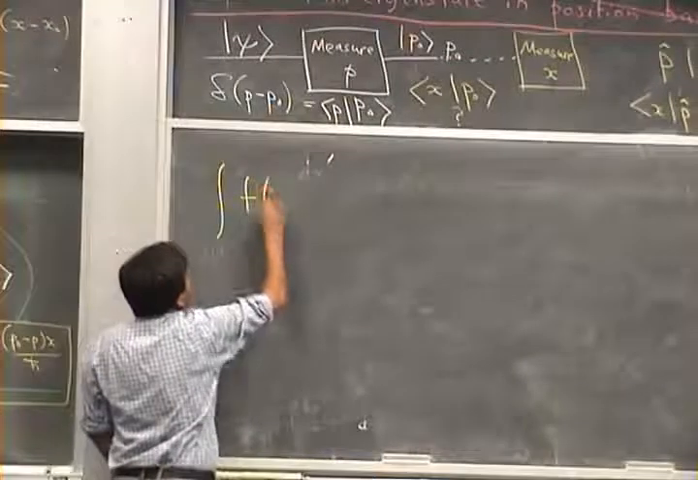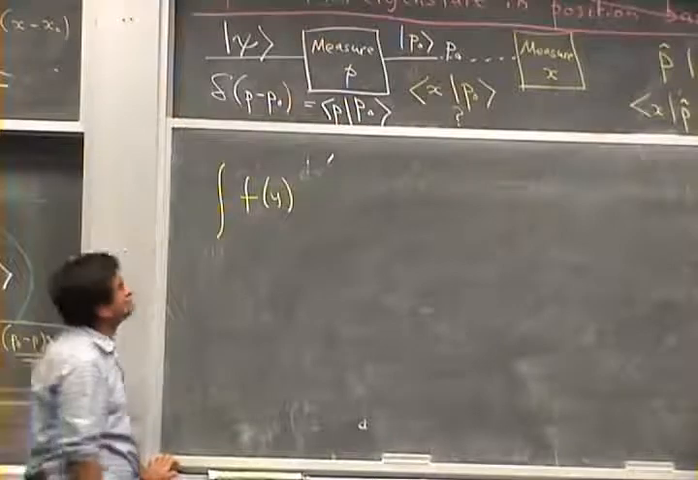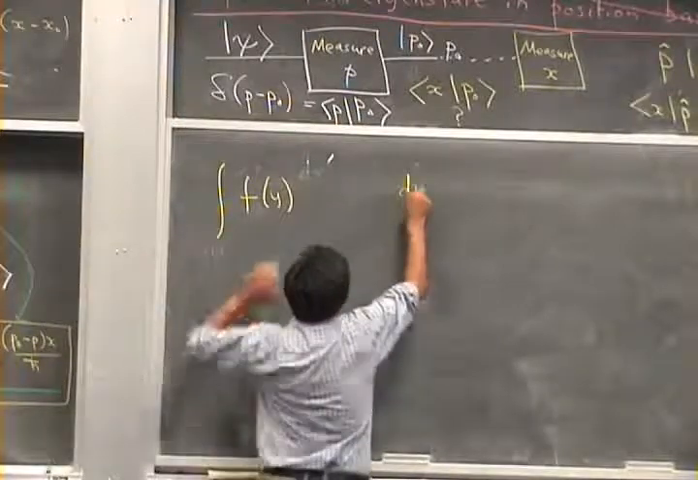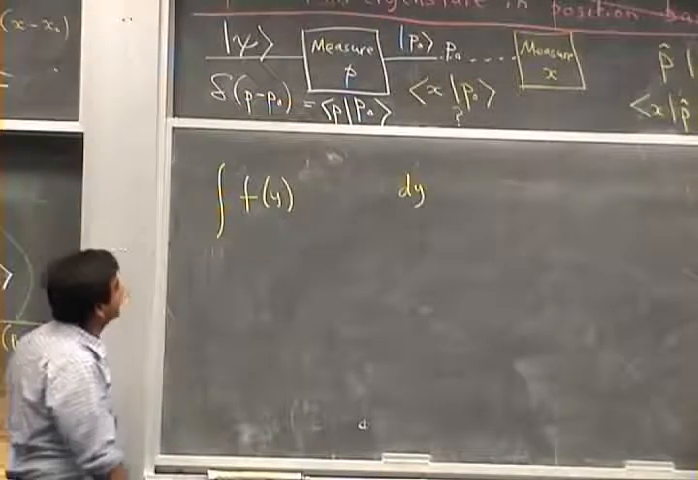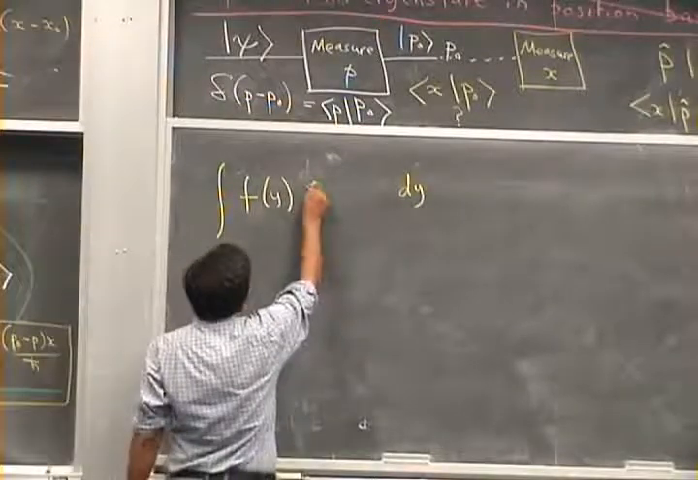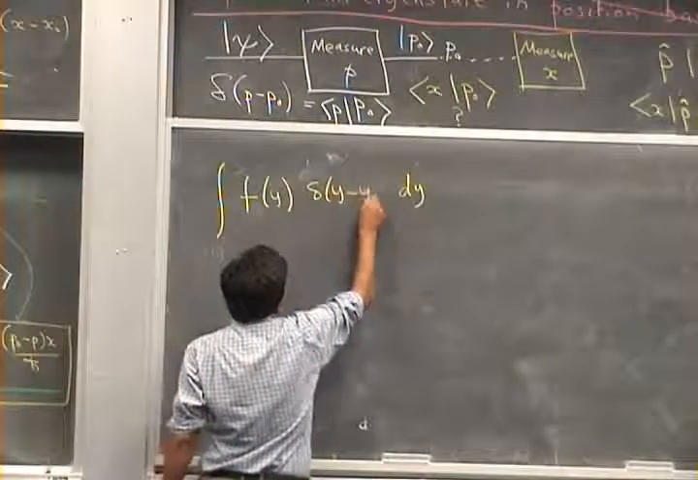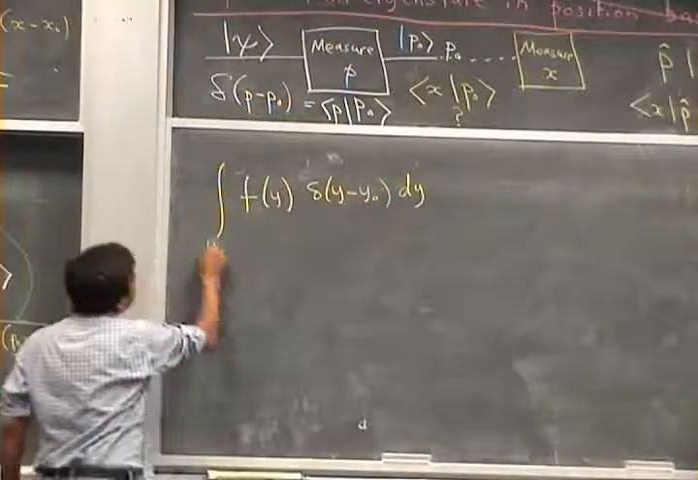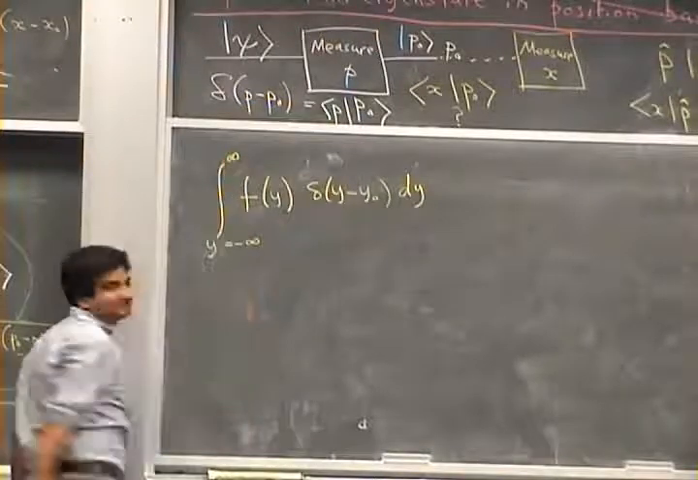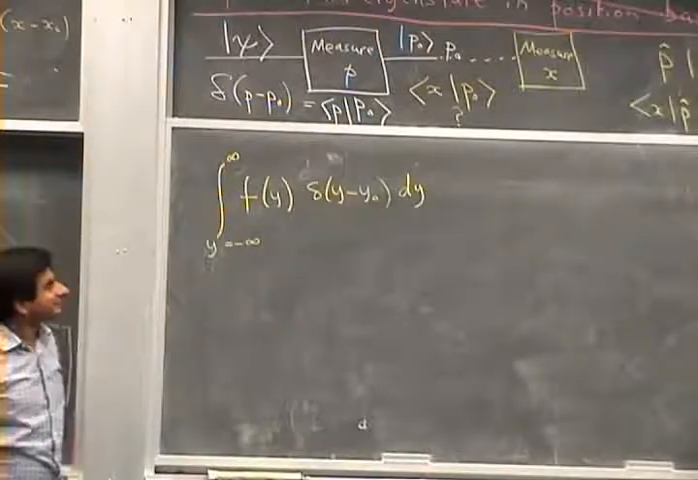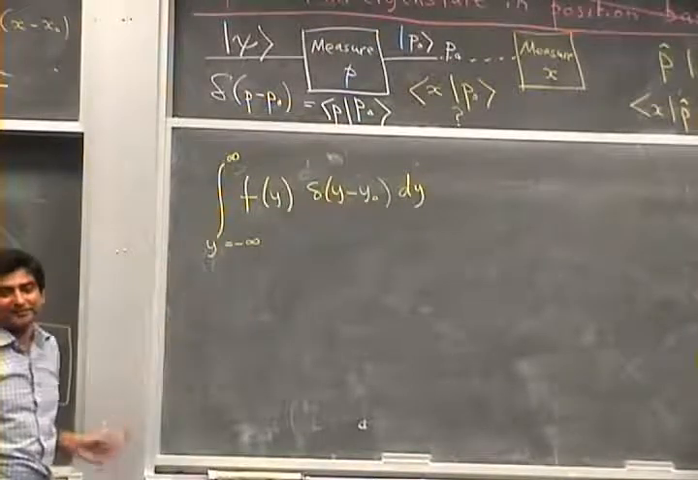Some function of y, you're integrating with respect to y. Okay? If you have delta y minus y naught, and you're integrating with respect to y from minus infinity to plus infinity. Okay? Suppose you have a situation like this.